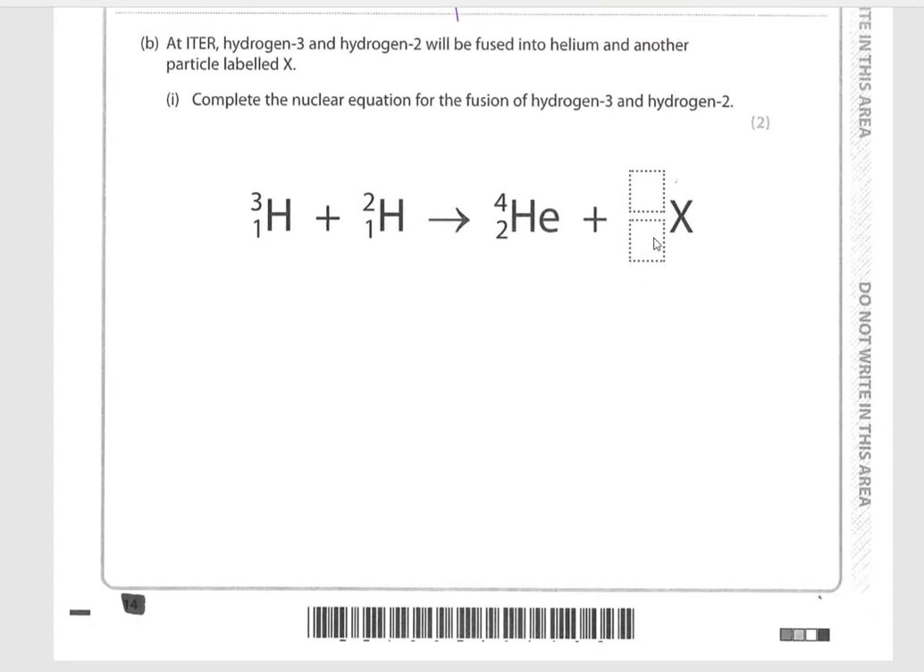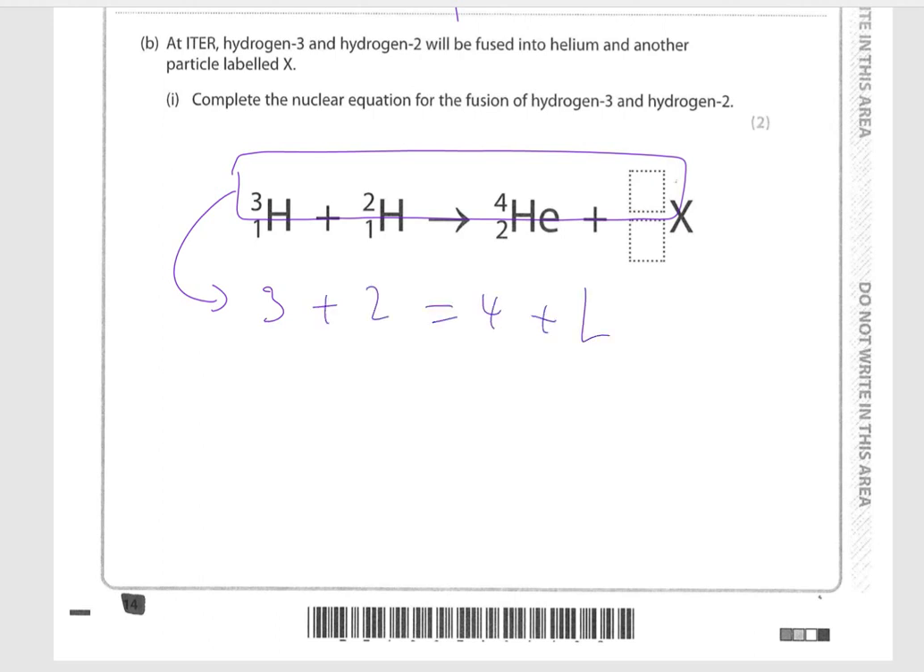Now, this one is straightforward. This is just basic maths. So let's go from the top. From the top we have 3 plus 2 equal to 4 plus blank. So what number? 3 plus 2 is 5. So what number is missing? Therefore it's missing 1.